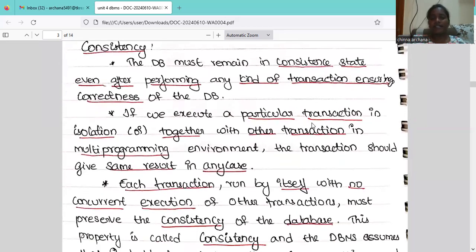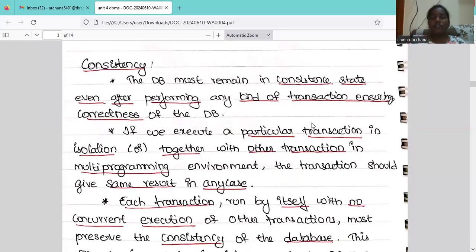Now next is consistency. There should be consistency in the database. The meaning of consistency is that we should not lose any value or gain any value due to the transactions, whether it is multiple transactions or an isolated transaction, whatever the type of transaction it may be. If I have an account and I am doing multiple transactions, it should not lead me to inconsistent data.